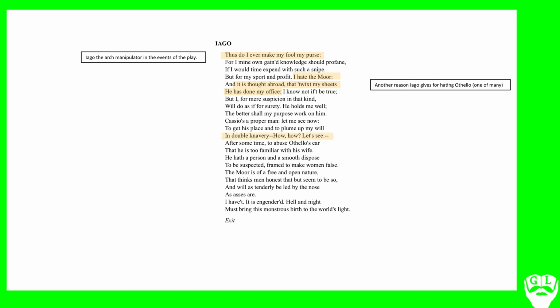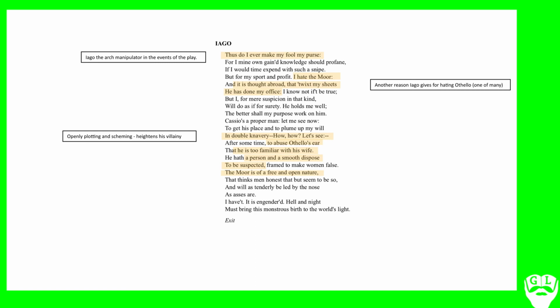In double knavery, how, how, let's see, after some time to abuse Othello's ear, he's openly plotting and scheming. He's probably the most explicit villain that there is in all of Shakespeare's canon, I would argue, up there with Richard III, in terms of such open, villainous scheming. It's important to notice. He is too familiar with his wife. He hath a person and a smooth dispose to be suspected. He's talking about Cassio here, the person who took Iago's suspected rightful role.